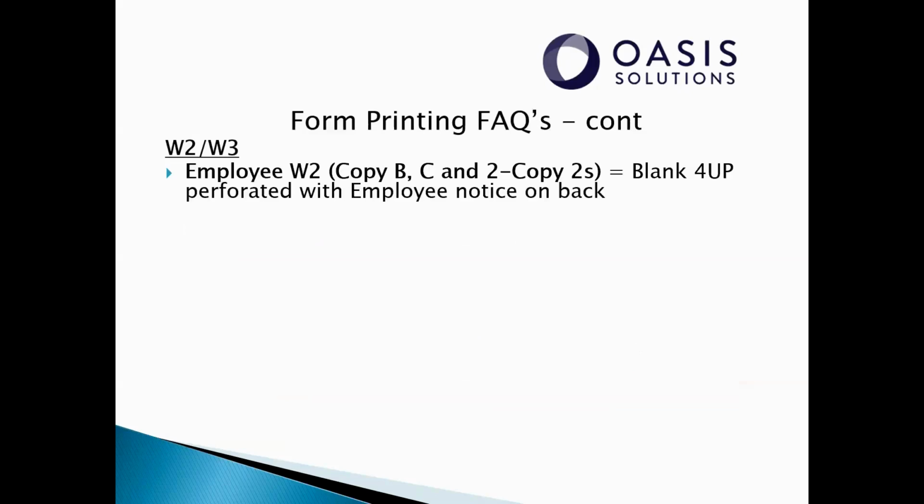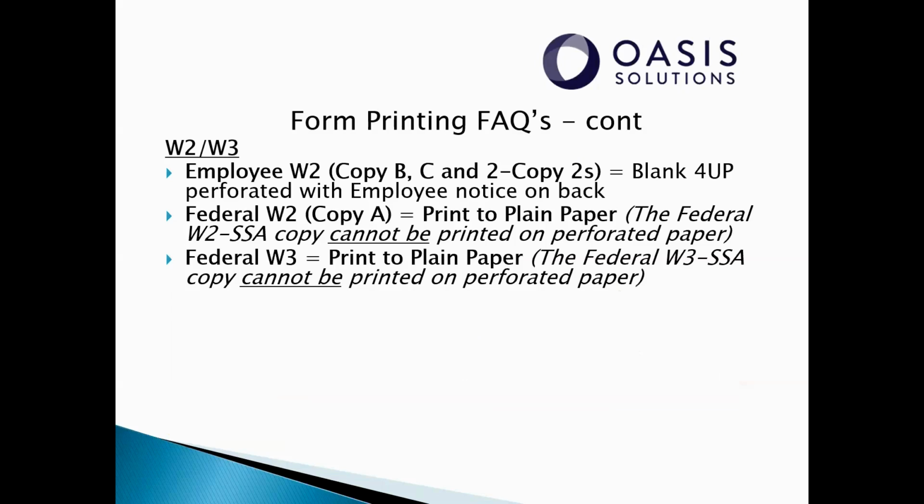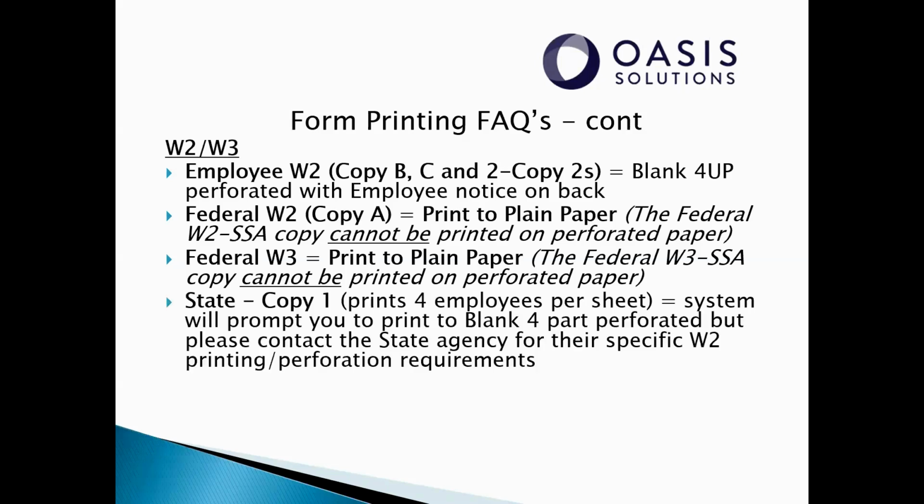And just a refresher on when you actually do the printing, copies B, C, and 2 copy 2s are what print for the employee. Those have to go on the blank 4-up perforated with the notice on the back. On the federal W-2 and W-3, they want those on plain paper. So again, if you are under the 10 threshold and you want to print them and send paper copies to the government, their W-2 and W-3 copies are plain paper.